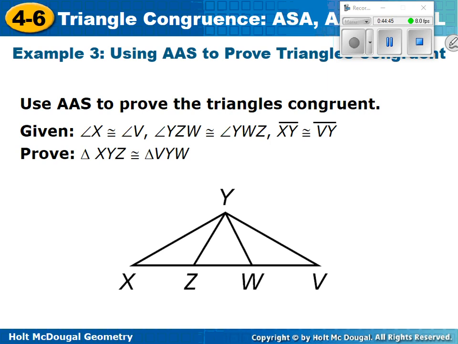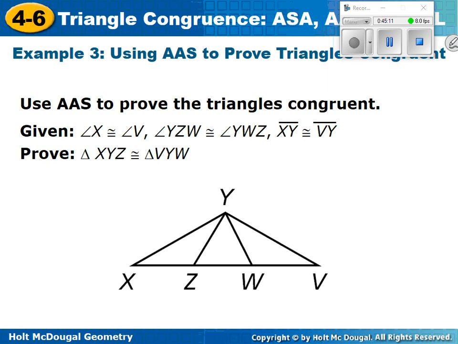X, Y, Z, that's this one. And I'm going to redraw it separate from my picture then. X, Y, Z. And what other one? V, Y, W. So that's this triangle, W, V, Y. Okay, just to make sure we're clear about what parts we want marked in what triangles.